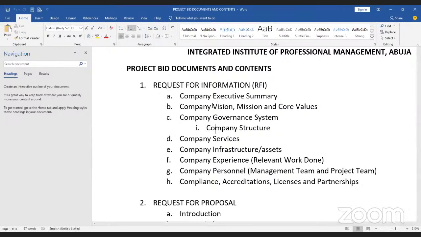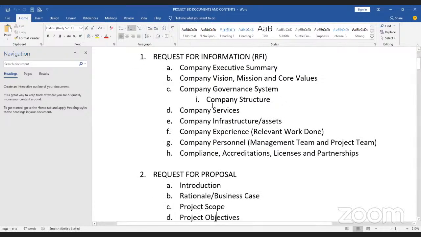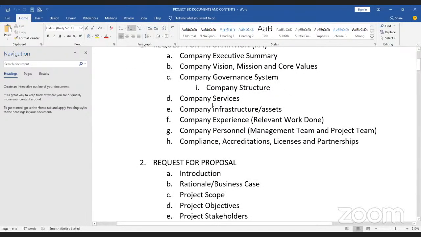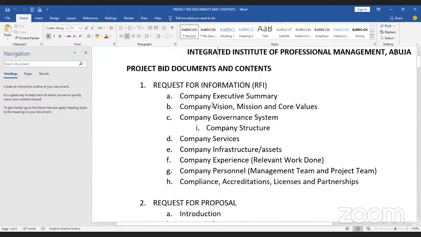Like I said earlier, the last batch, under the request for proposal, under introduction, they were introducing their group and introducing their company. Meanwhile, we already have the company's information here, so we don't need that again on the request for proposal. Rather, what we need in the introductory part of it is the introduction to the project, being able to give us conviction that you understand the project.